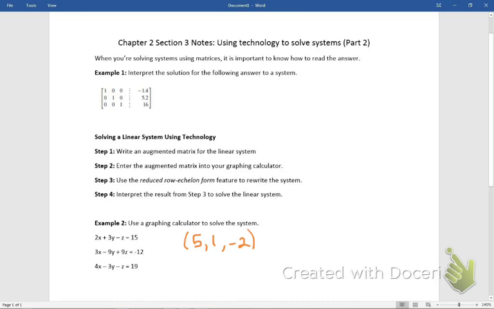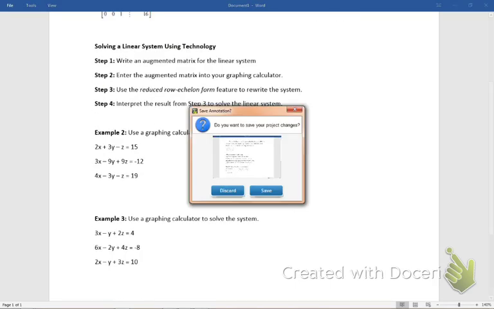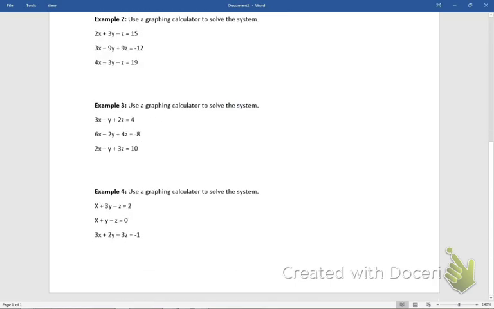Alright, so let's do a couple more examples. These other examples are going to deal with the all real numbers and no solution options, because as you know from solving systems, you can get those as answers. So let's look at examples 3 and 4. Go ahead and pause and write them down, and then I'm going to put them into my calculator.